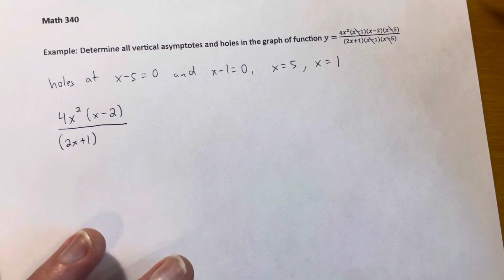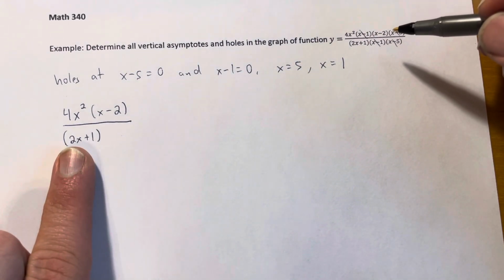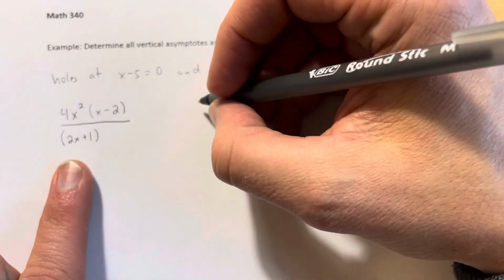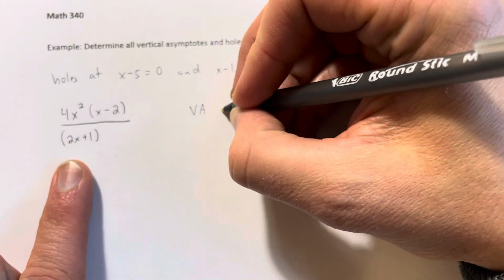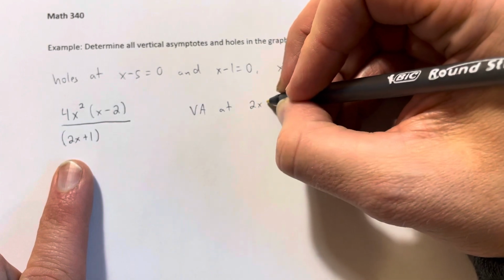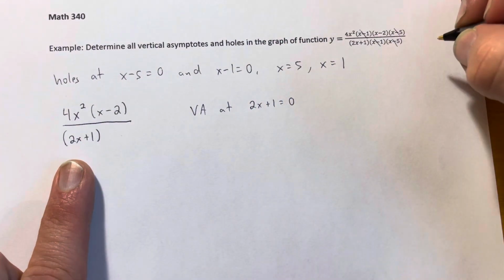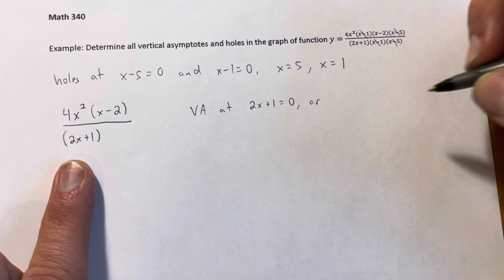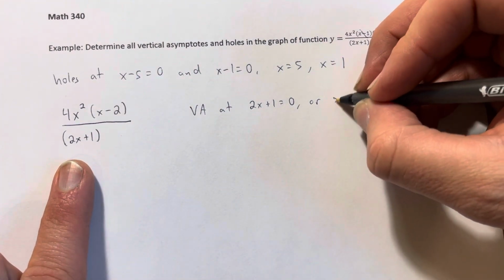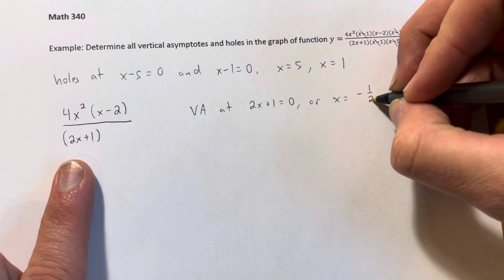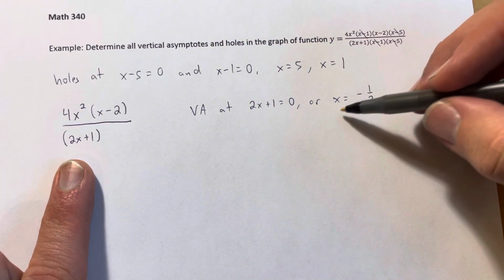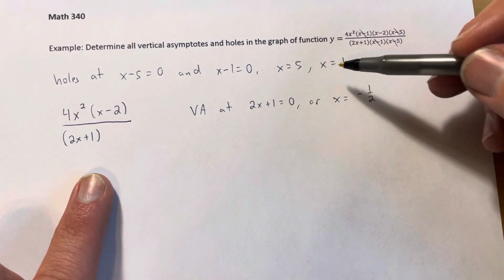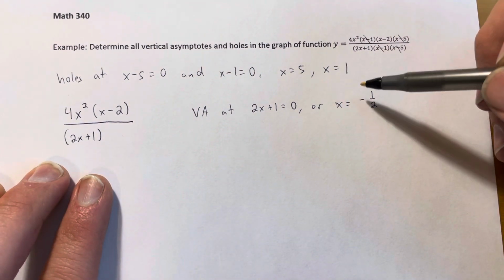Okay, so at this point, I know that whatever factors are left in my denominator, I would want to set those equal to 0. So vertical asymptote at 2x plus 1 equals 0. And then I want to solve this. That's an easy one to solve. Subtract 1 and then divide by 2. x is equal to negative 1/2. So right away I have my vertical asymptote: x equals negative 1/2.